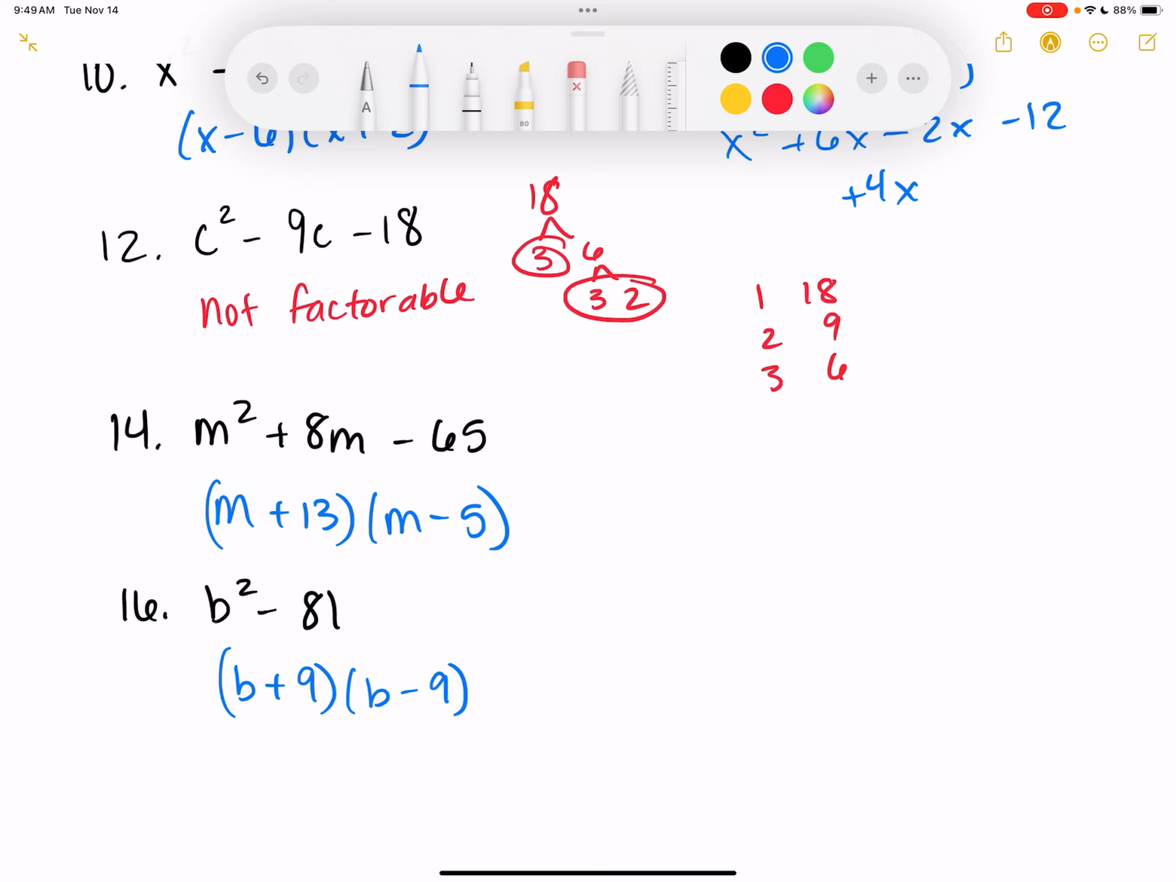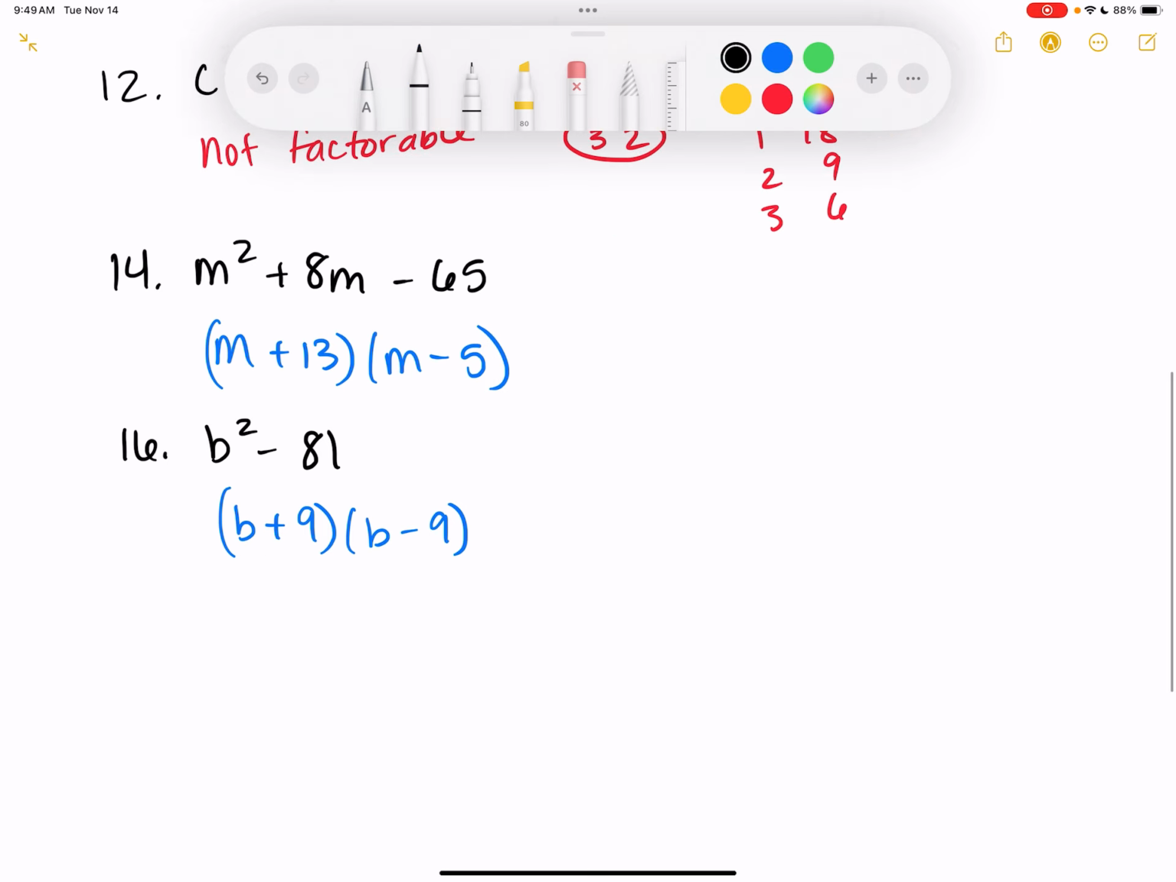These are my favorite ones. These are the least amount of work. That's a little itchy there.